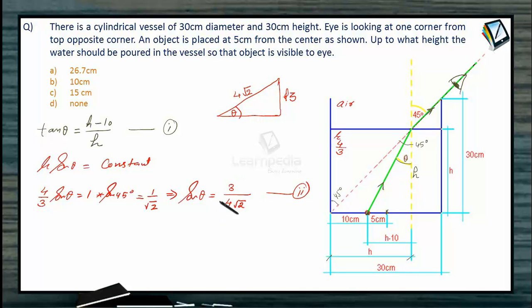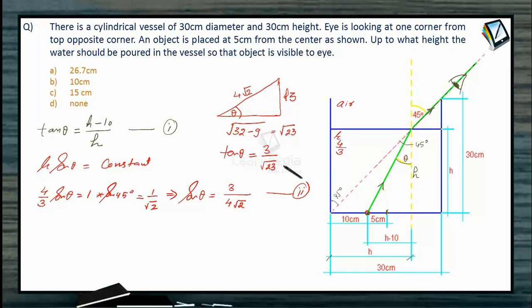Okay, so sine theta is 3 divided by 4 root 2. So what should be the base length? Base length should be under root of hypotenuse square, which is 32, minus 9. So it is under root 23. So from here you can see that the value of tan theta is 3 divided by under root 23, that we can use here in equation number 1.